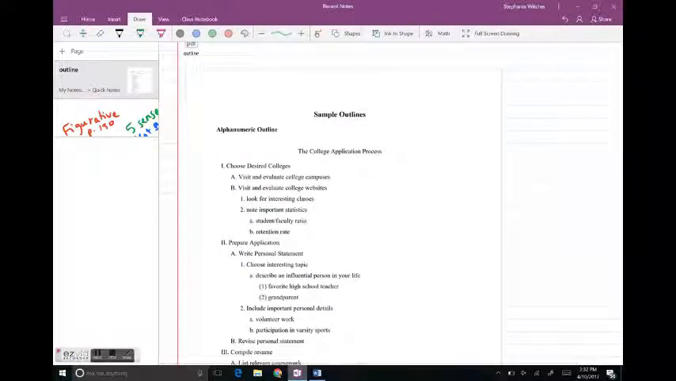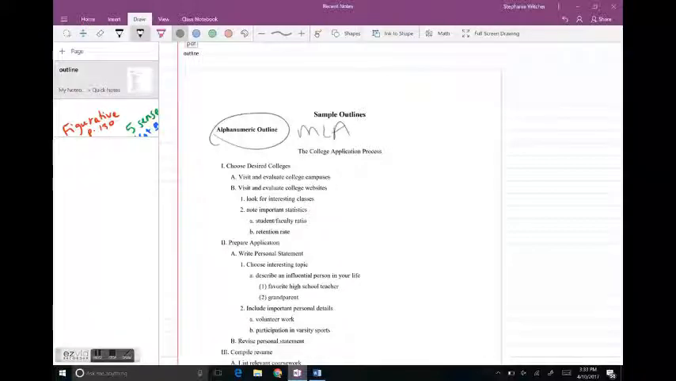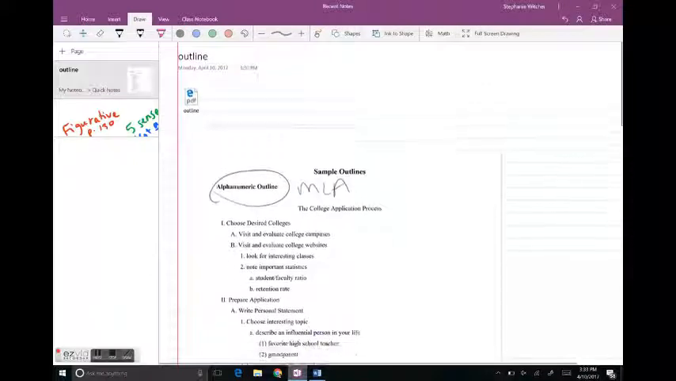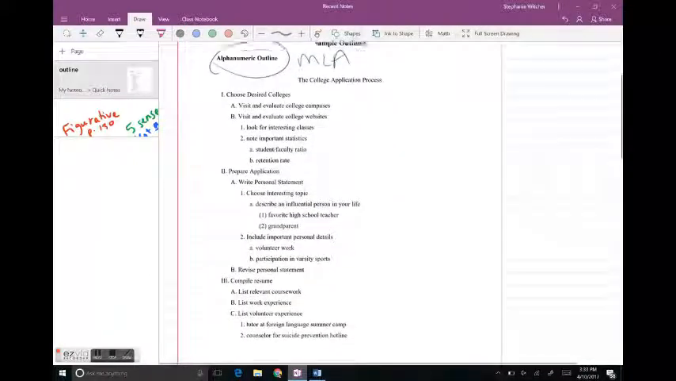First of all, the type of outline we will be doing is called an alphanumeric outline. This is the type of outline that MLA does. Okay, so this is the type that I'll be asking you to do. I have included two other types just so you can see what they look like. So the full sentence outline is APA, all right? And then the decimal outline is sometimes used by Chicago Turabian. So I just wanted you to see that there are other types of outlines, but you don't have to worry yourself with these two. This is the only one that you have to worry about.